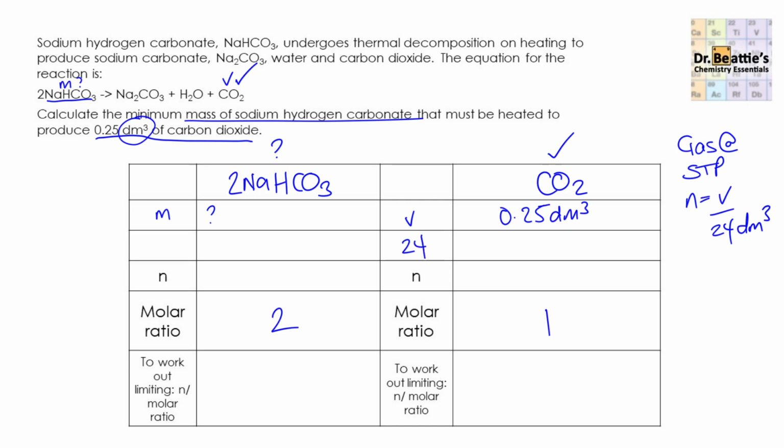So when you're working with mixed units, the n always remains the same. Obviously if it's a gas, you use volume over 24. If it's a solution, it's going to be n equals CV in this column. And as for sodium hydrogen carbonate, we're told it's a mass, so that is a solid, so it's going to be n equals m over Mr. So it's really important to know those three triangles.